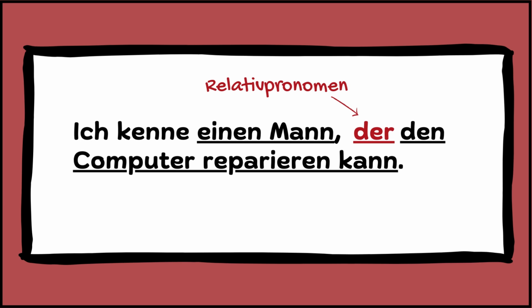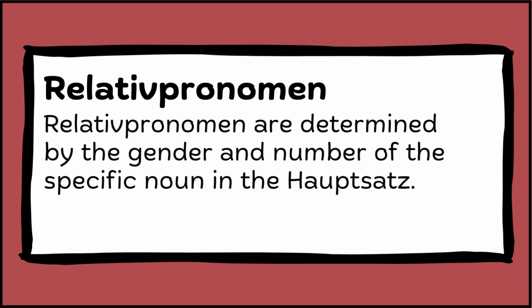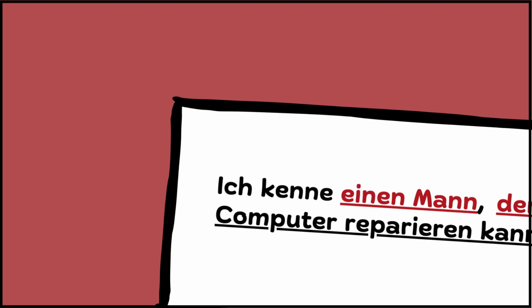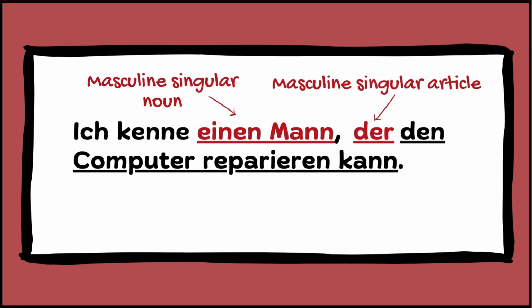The articles used in the Relativsätze to describe a particular noun in the Hauptsatz are called Relativpronomen. Now, you know already that every noun in German has a gender, right? So, the Relativpronomen are determined by the gender and number of the noun that it's referring to in the Hauptsatz. In this example sentence, we see the noun Mann, a masculine singular noun, is being described, yes? So, the Relativpronomen der, a masculine singular article, is used in the Relativsatz.